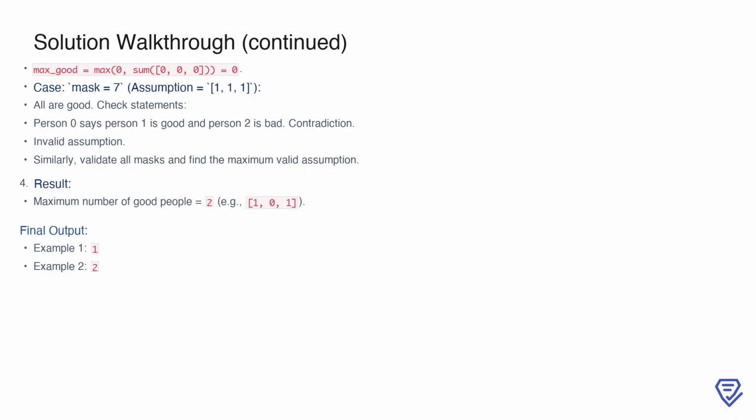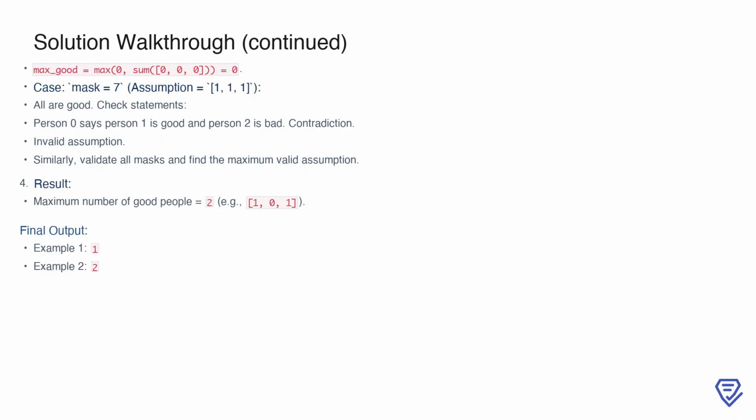Similarly, we validate each of the remaining masks, systematically checking for contradictions and counting the number of good people in valid cases. After evaluating all possibilities, we find that the maximum number of good people is 2, achieved with a configuration such as 1, 0, 1, where persons 0 and 2 are good.